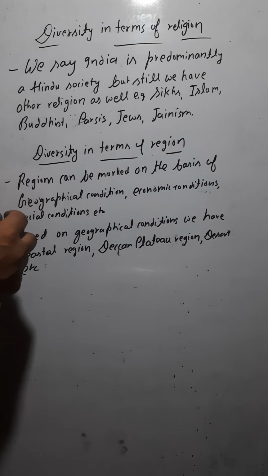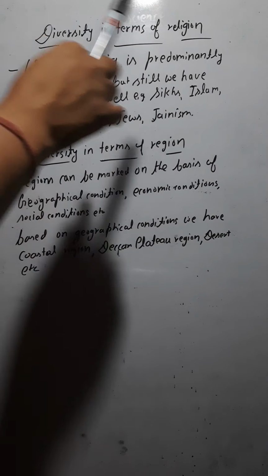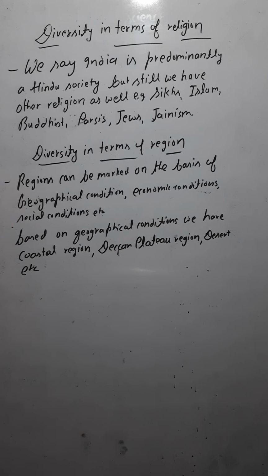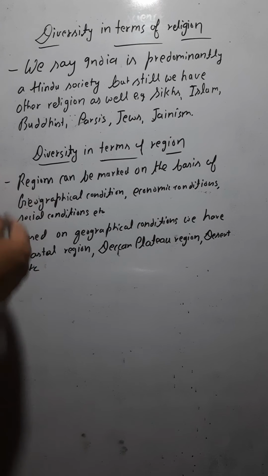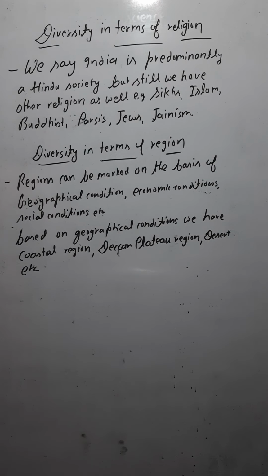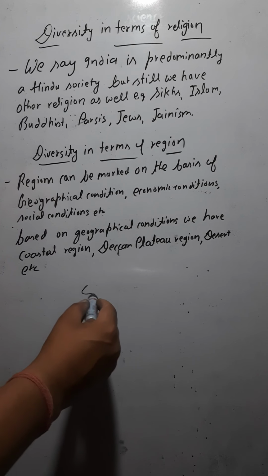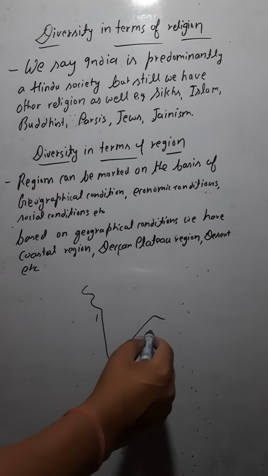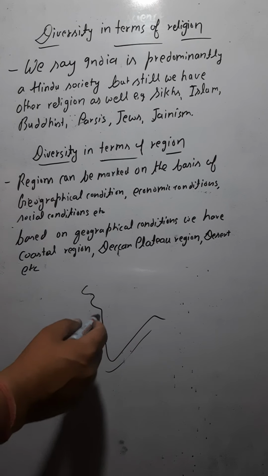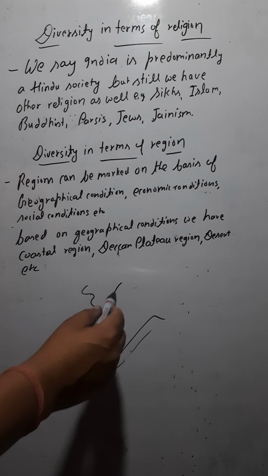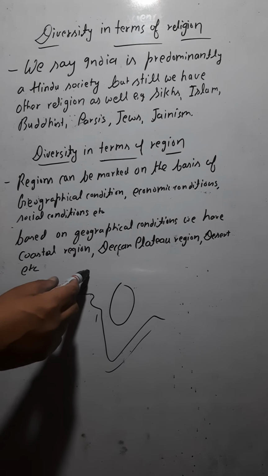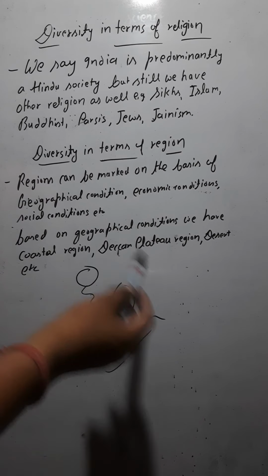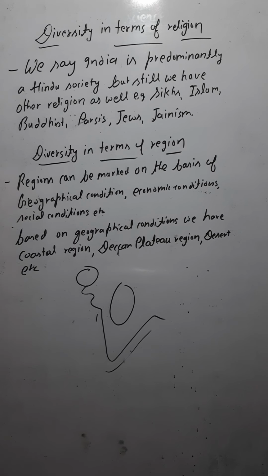Then similarly we can divide on the basis of social conditions also, the societies that are there, and all the religions. Now if you see diversity on the basis of geographical condition, we have the coastal region, which in India is near the sea or ocean. Then we have the Deccan Plateau region, then we have the desert here in the western part. So this is how we can have diversity on the basis of region also. This is how we are understanding diversity.